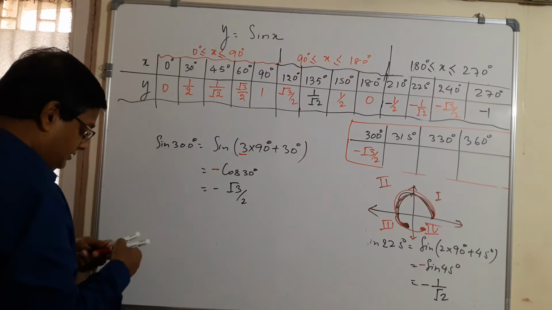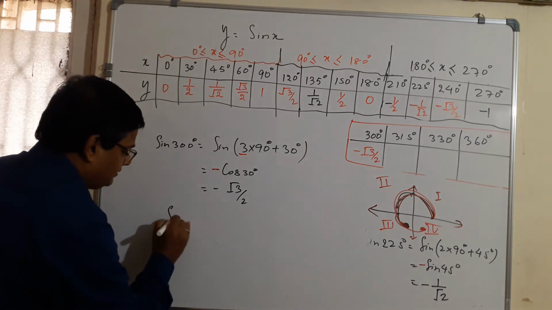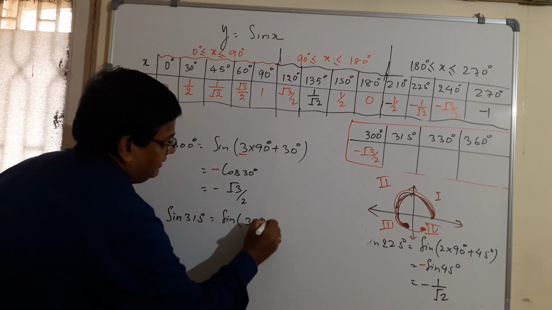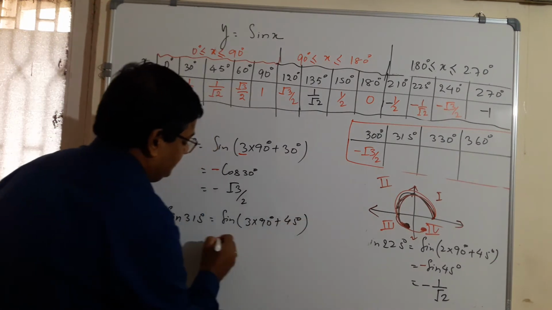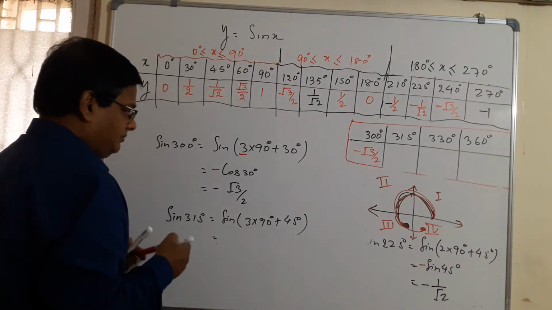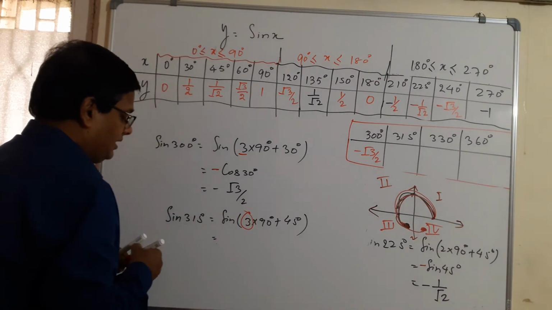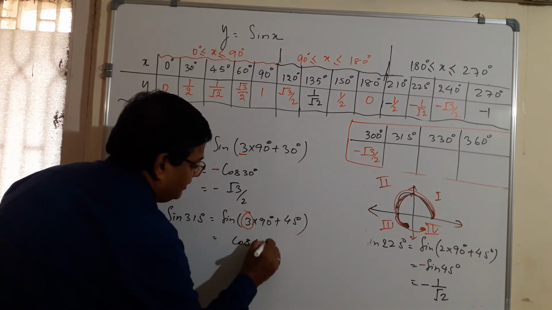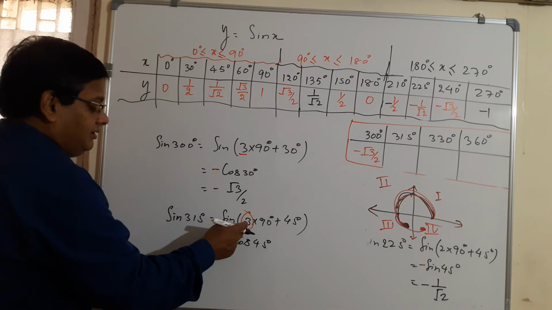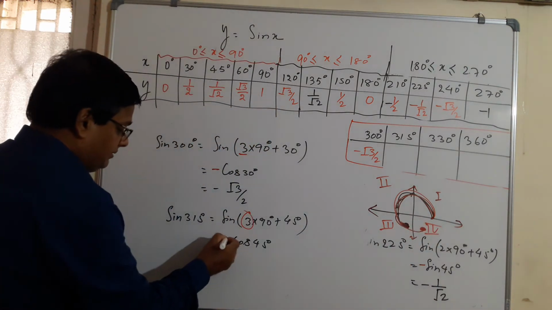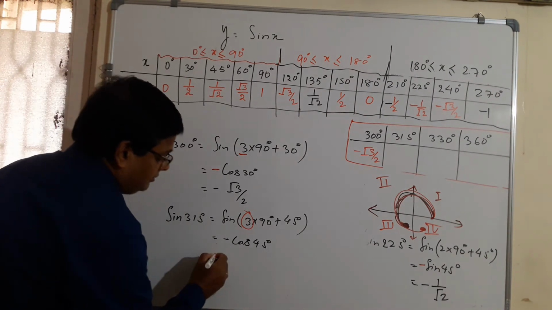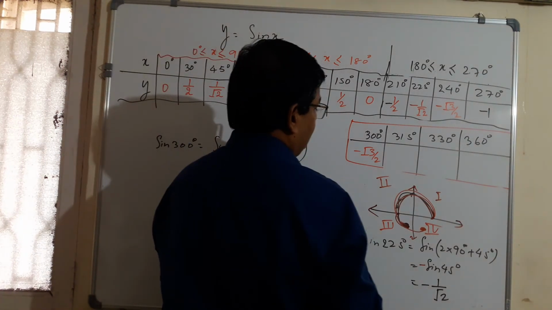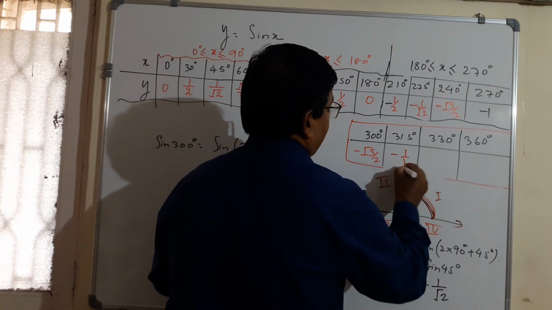Now sine 315 degree. Sine of 3 into 90 degree plus 45 degree. Sine changes into cos because 3 is an odd number, so it becomes cos 45 degree. Which quadrant does it lie in? This lies in the fourth quadrant, so the sign will be negative. So put here minus 1 by root 2.